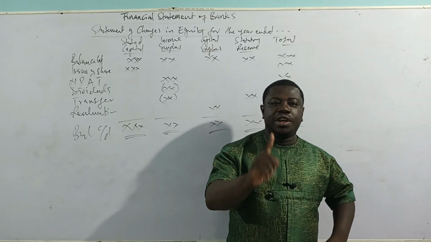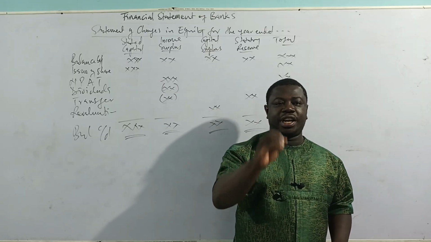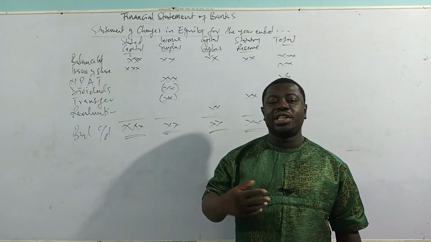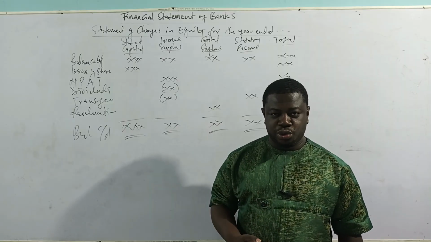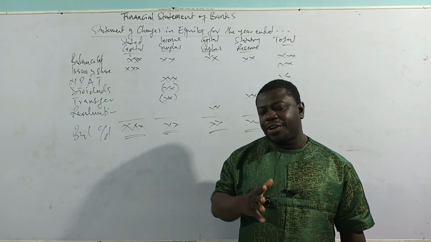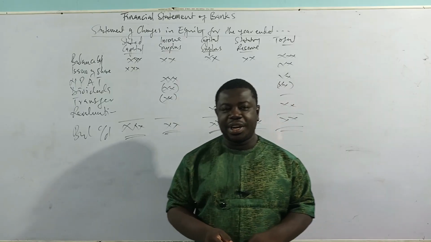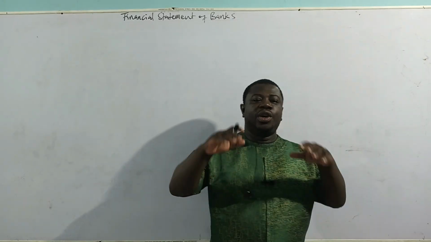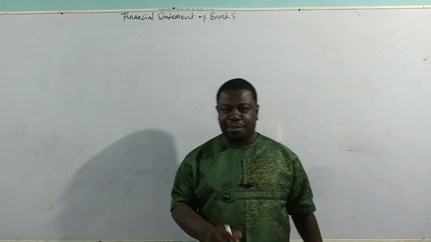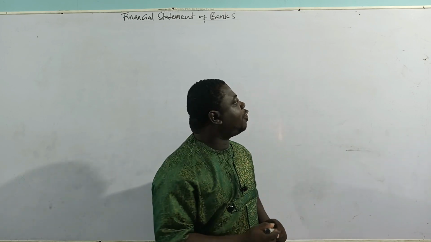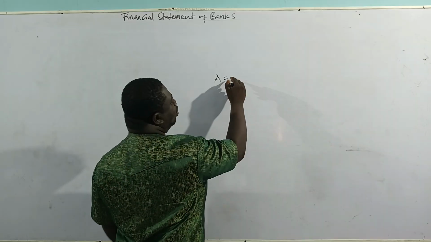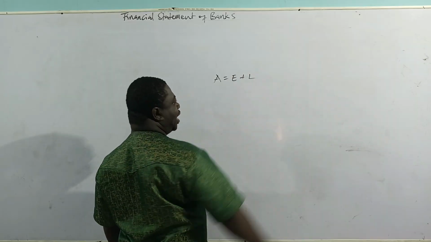Now, finally, I'm going to give you the format for the statement of financial position of a bank. Pay attention because there are some new things that I'm going to expose you to. And there are some things that are different from the way we do things with the manufacturing and trading sector. Okay. Now, we are on the statement of financial position. Now, we know that the statement of financial position is just a representation of the accounting equation. Assets equals equity plus liabilities.